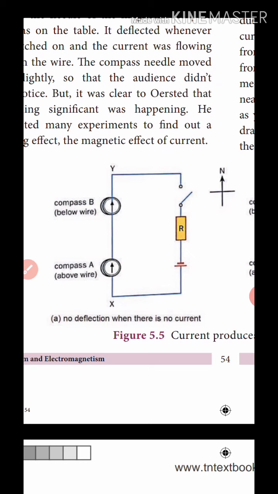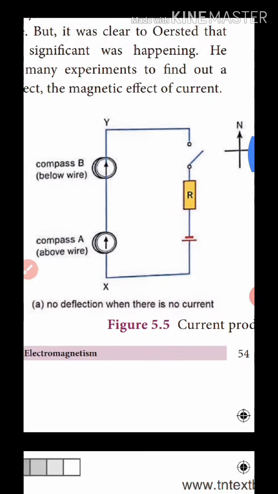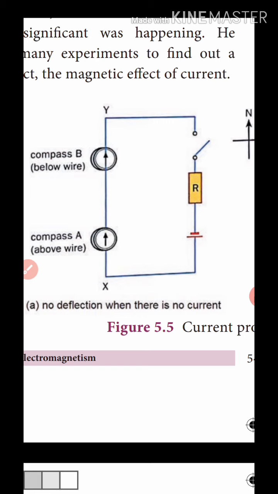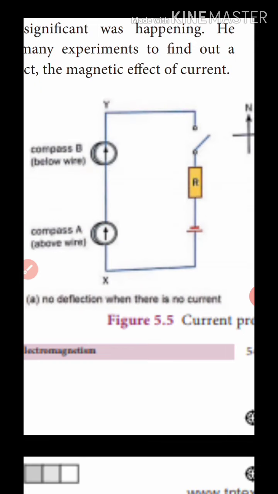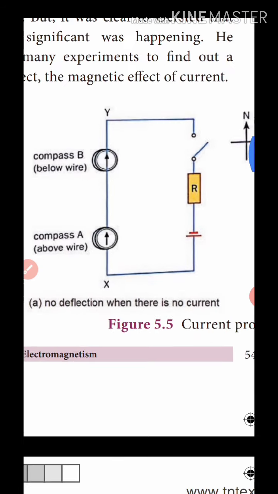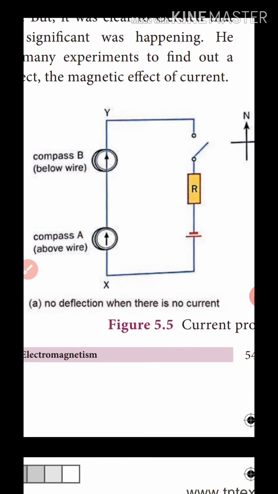Accidentally, he noticed the needle of the magnetic compass that was on the table. It deflected whenever he switched on the current flowing through the wire. The compass needle moved only slightly, so that others did not even notice. But it was clear to Oersted that something significant was happening.